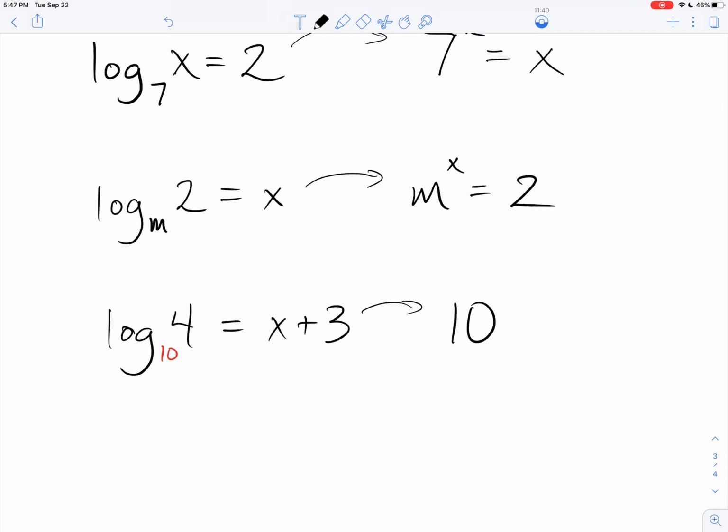So I'd go base stays the base, flip-flop. So I'm going to flip-flop these pieces of the puzzle. And there you go. Hey, let's do one more just in case.